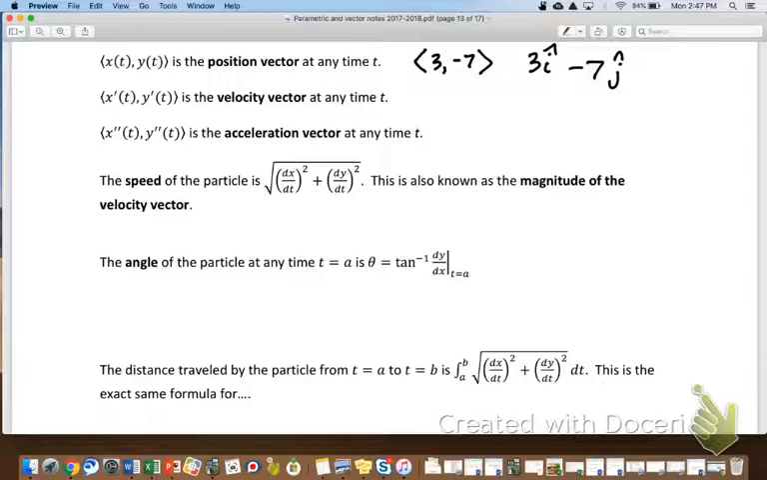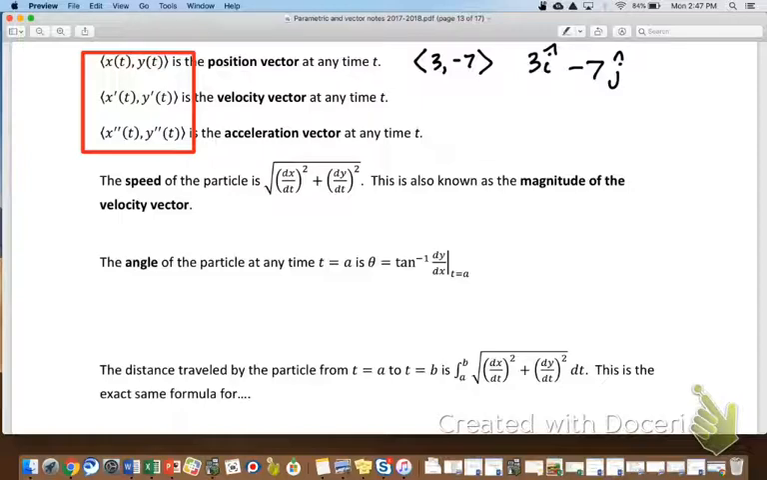And then of course, x prime, y prime would be the velocity vector, and x double prime, y double prime, the acceleration vector. You will see this notation frequently. You will not see the i hat, j hat notation on an AP test. So I'll try to mimic that. I'll just go with the pointy parentheses to indicate that it's a vector.